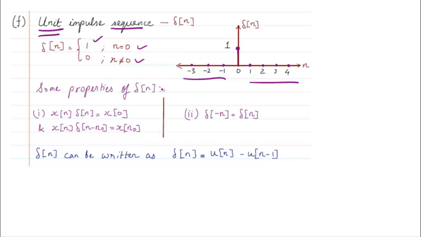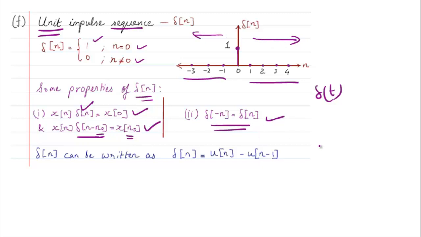And just like we had some properties of delta t, we have some properties of delta n. That is, if you multiply a delta n signal with x of n, you will get the value of x of 0. Similarly, if you multiply delta of n minus n naught, that is a shifted delta signal, with x of n, we will get the value of the signal at the shifted time of n naught, that is this time. And this one is similar, that whatever is happening in the right hand side is the same thing that is happening in the left hand side, which is given by this.